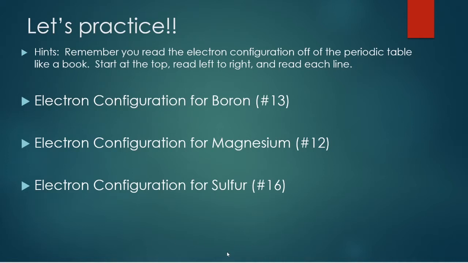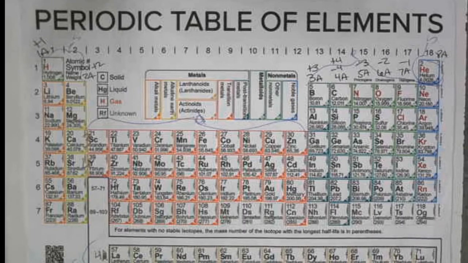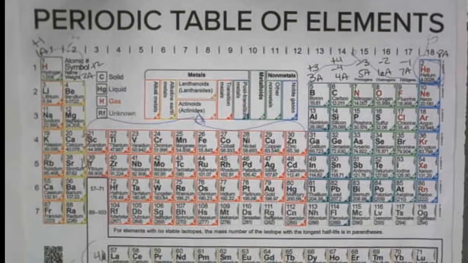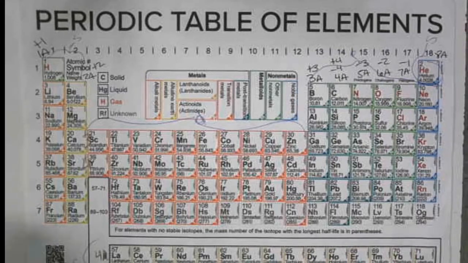So the first one, we'll look at boron, magnesium, and sulfur. Let me go ahead and switch to our dot cam here. All right, so we're looking at our periodic table. I hate it because it looks like it's not in focus. Might look good to you. Maybe it's just my old eyes.